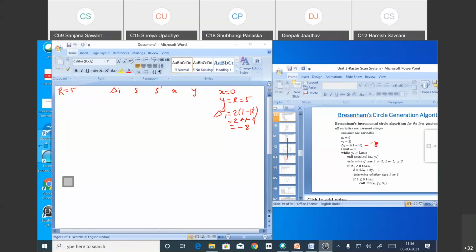Now start with the algorithm. Limit is initially set equal to 0. If yi is greater than or equal to limit, so initially what are the values of x and y? I write it here. X is 0, y is 5, we are taking the radius 5. And what is the value of delta I? Minus 8. And here I write set pixel values.